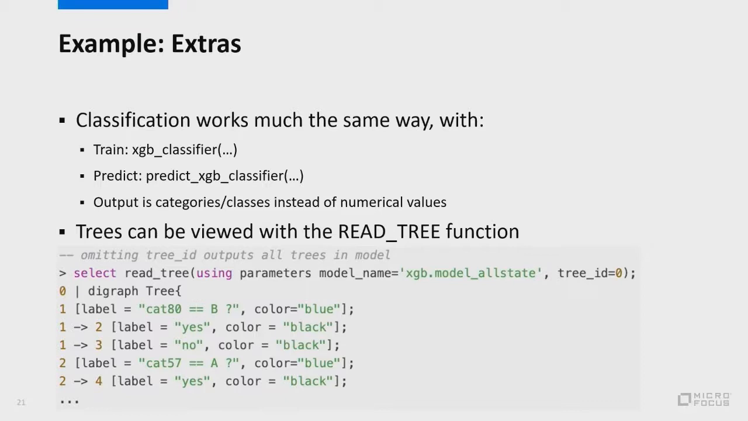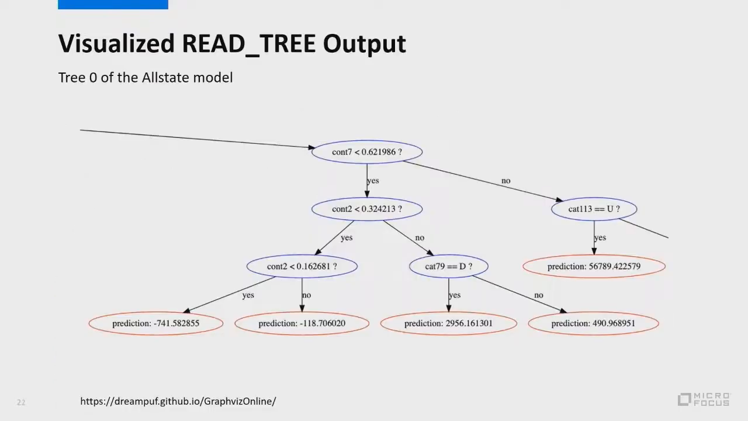So let's say you have your model and you want to see what exactly is going on in there. What did it learn from your data? You can run this read tree function, and you can either provide it a tree ID or omit the tree ID parameter completely, in which case it would output all the trees in the model. And so you get this somewhat legible output. But if you take that output, copy it and put it into a Graphviz visualizer, then you get this kind of graphic. And this is just a small part of the tree.